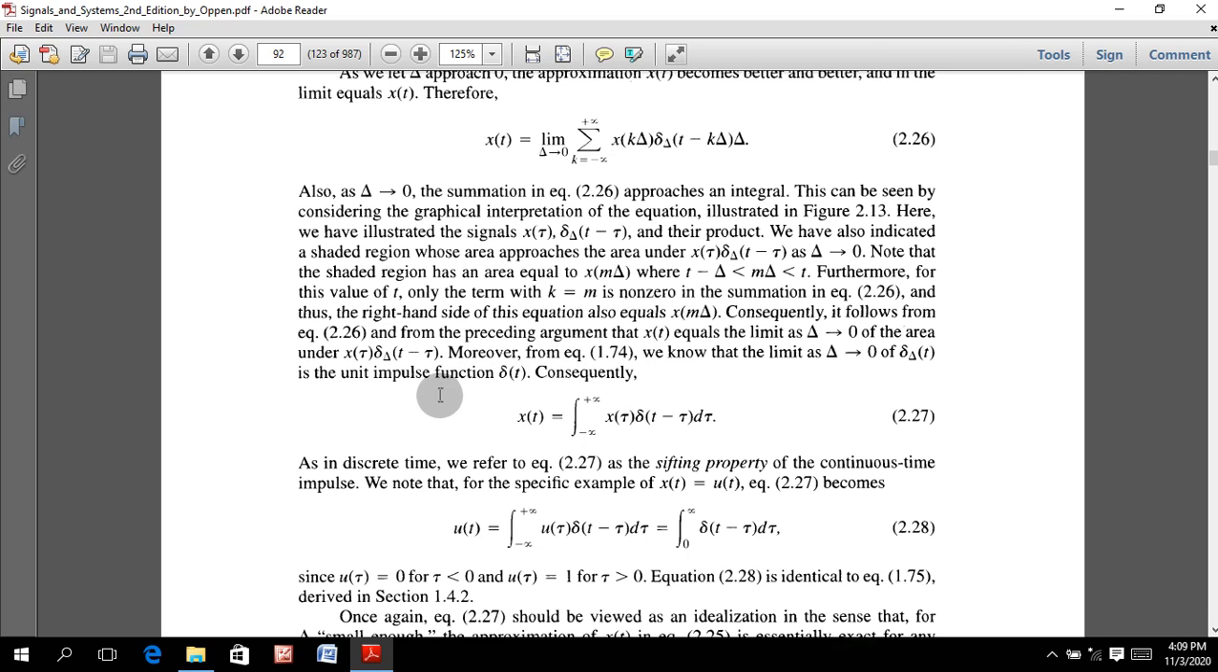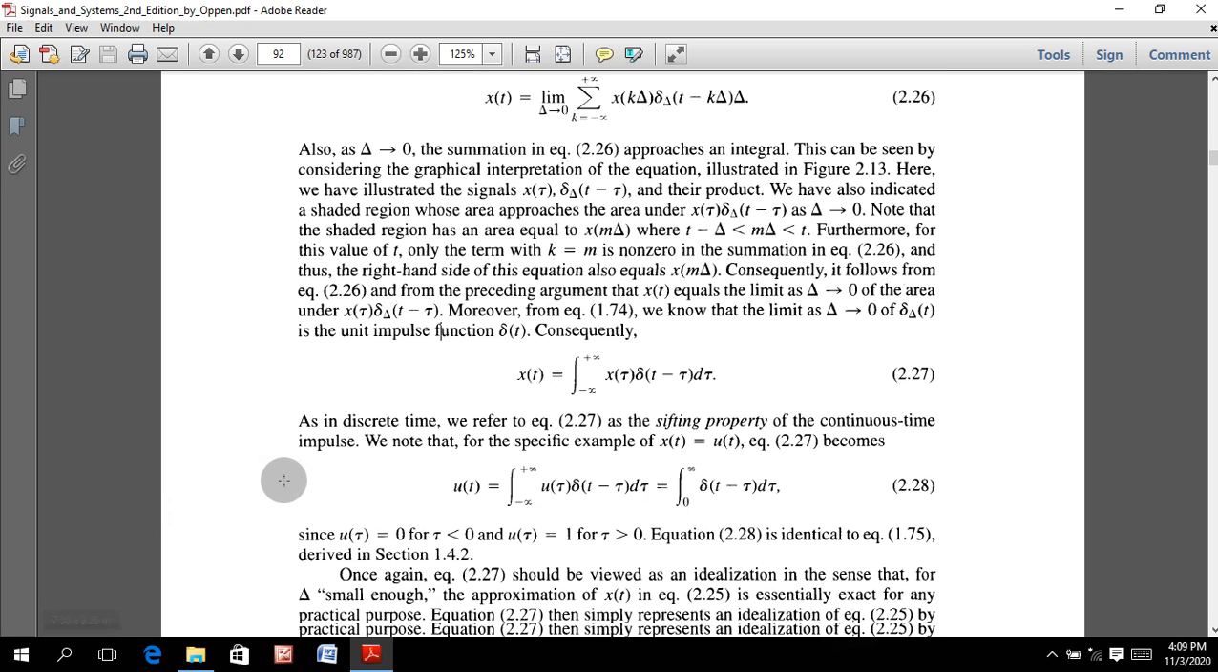The same way, this could be called the shifting property, where we get the value only when t is equal to tau. Depending upon that, you can also call it the shifting property. Okay, this is the shifting property.